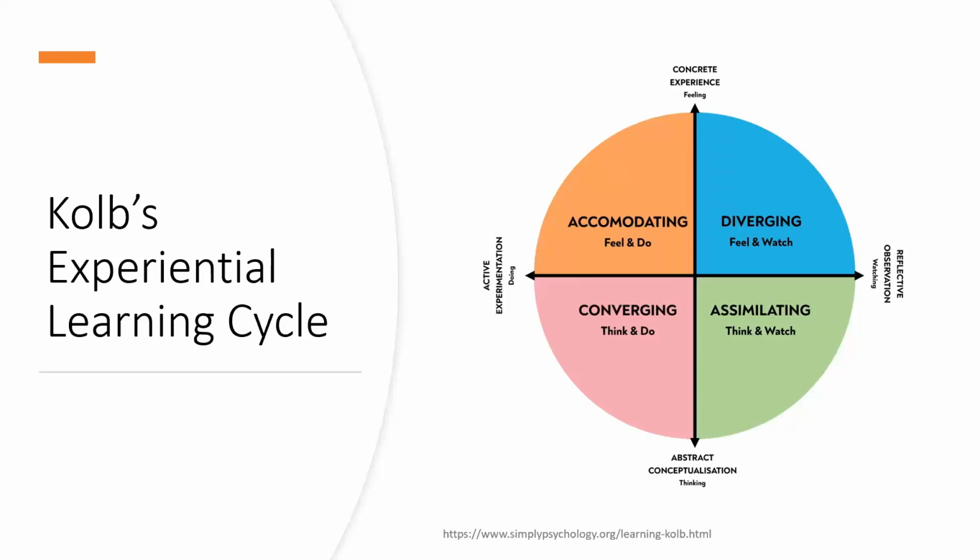And then the converging learning style includes conceptualization and active experimentation. So the converging learning styles prefer to think and do. Those would be the problem solvers that we had mentioned. And then the accommodating learning styles include active experimentation and concrete experience. So they prefer to feel and do. They take the information that they learn from others and they prefer to experiment and carry out their own analysis.